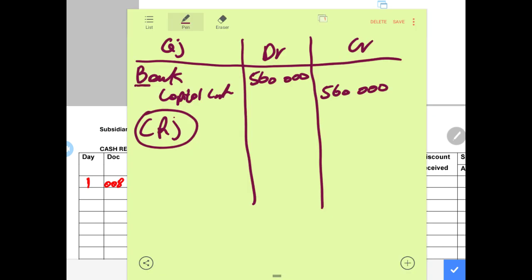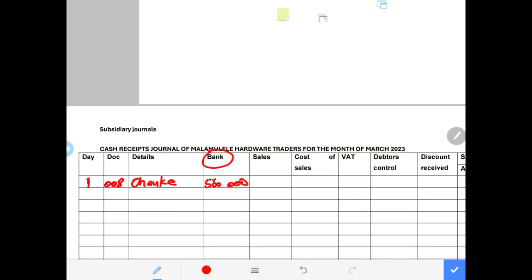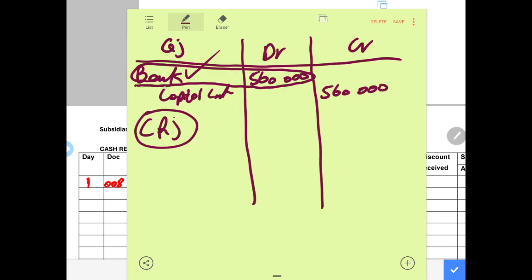That is the debit side of this entry in the general journal. This debit side, bank, does it have a column? Yes. Since bank has a column, the 560,000 on the debit side must be recorded under the column of bank. Then we come to the credit side. The credit side is capital contribution. How much? 560,000 rands.